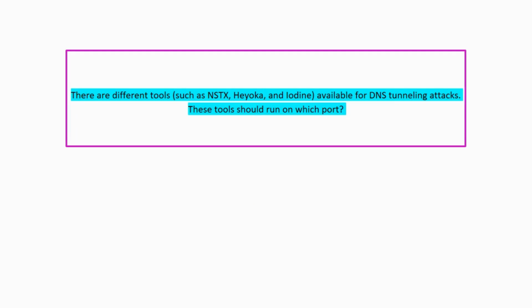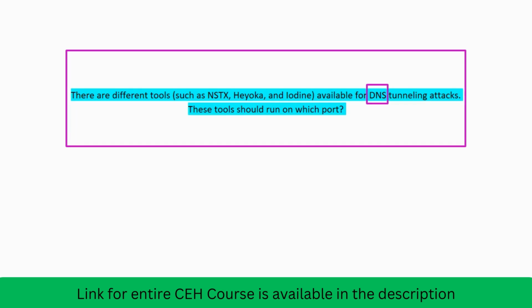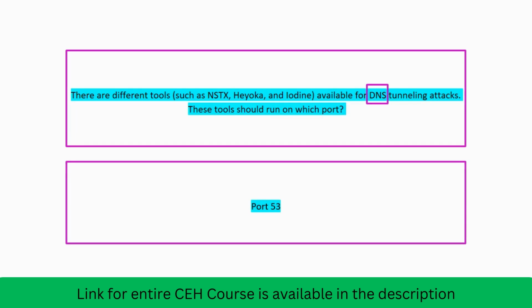So the question is, there are different tools available for DNS tunneling attacks. These tools should run on which port? Question is about DNS tunneling. So DNS runs on port number 53.